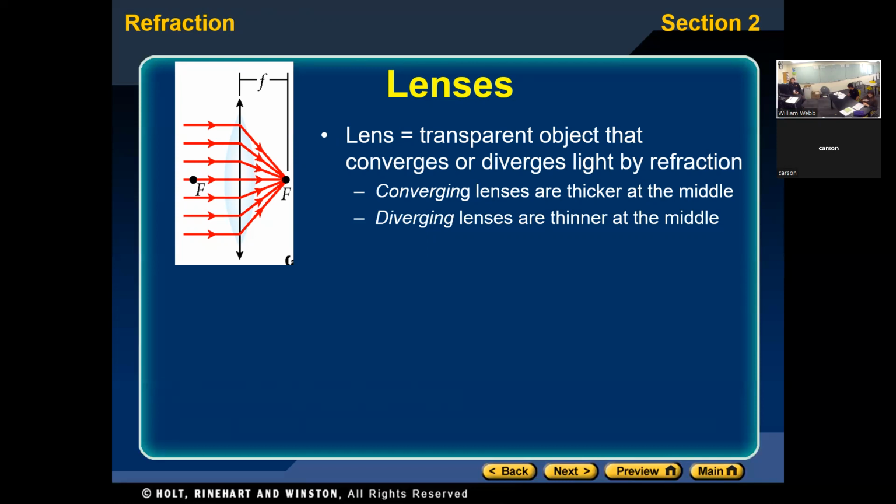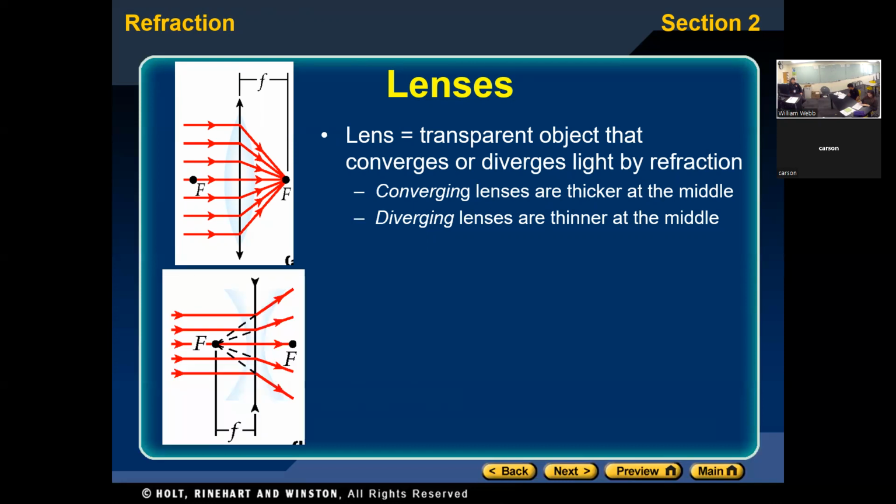Diverging lenses are thinner in the middle, and so they're going to make the rays spread out. So they kind of look like that hourglass shape. They're wide at the top and skinny in the middle and wide at the bottom again.